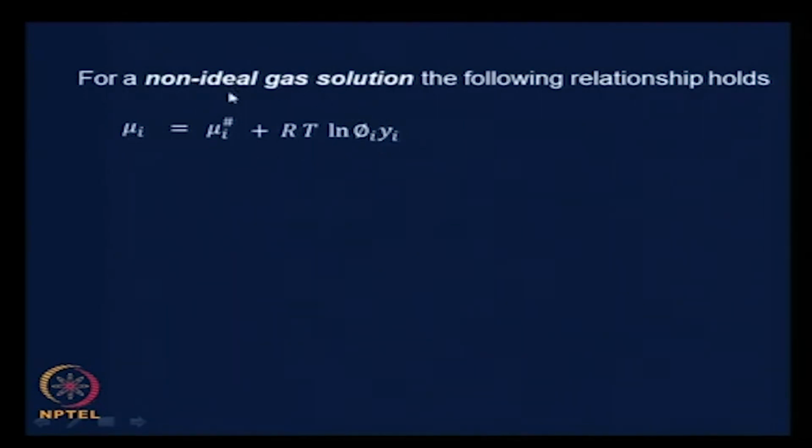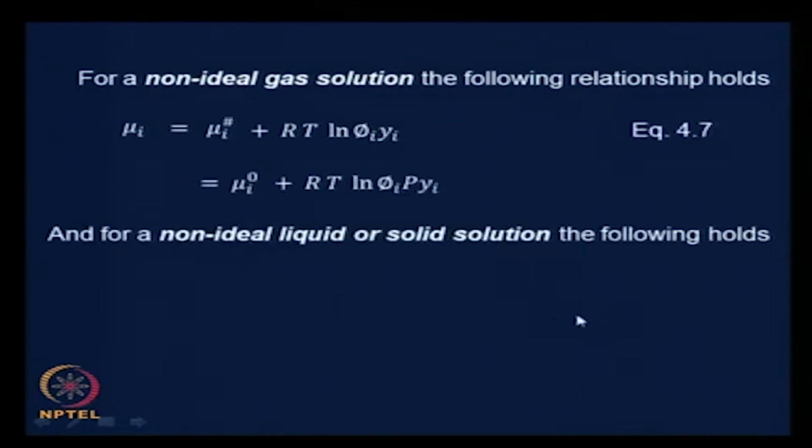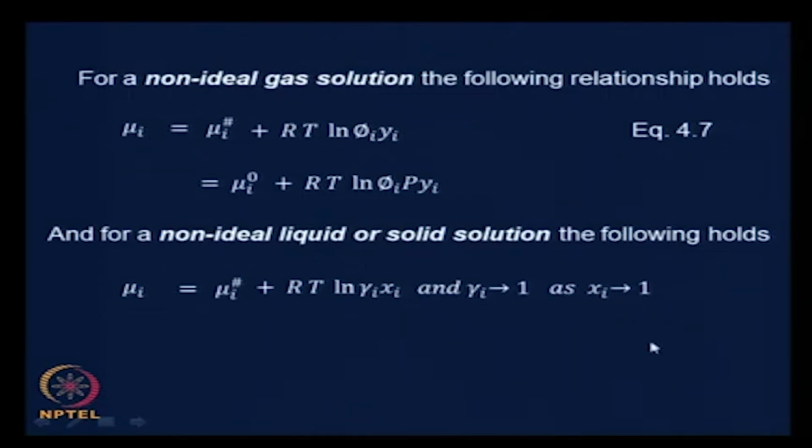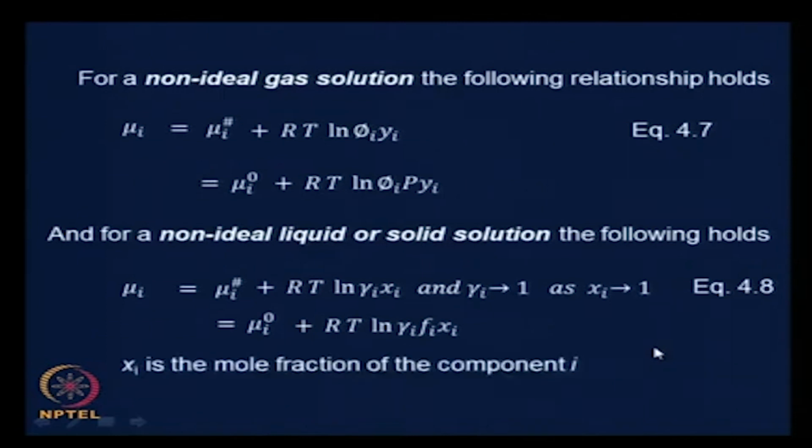This phi i brings in the non-ideality of the component in the gas solution, and for the non-ideal liquid or solid solution we could write mu i equals mu i hash plus RT ln gamma i xi, and gamma i tends to 1 as the mole fraction of the component i tends to 1. So, this is what we had essentially seen yesterday and reinforced, and again reinforced this morning in this class.